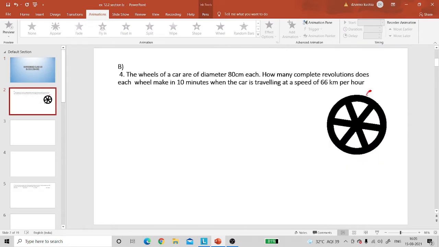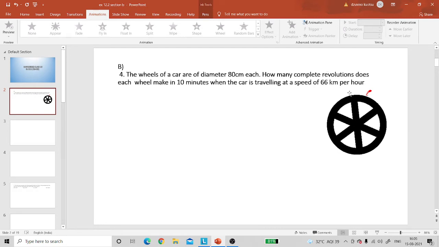Now you look at this. The wheel of a car has a diameter of 80 centimeter each. How many complete revolutions does each wheel make in 10 minutes when the car is traveling at a speed of 66 kilometer per hour? How many revolutions?